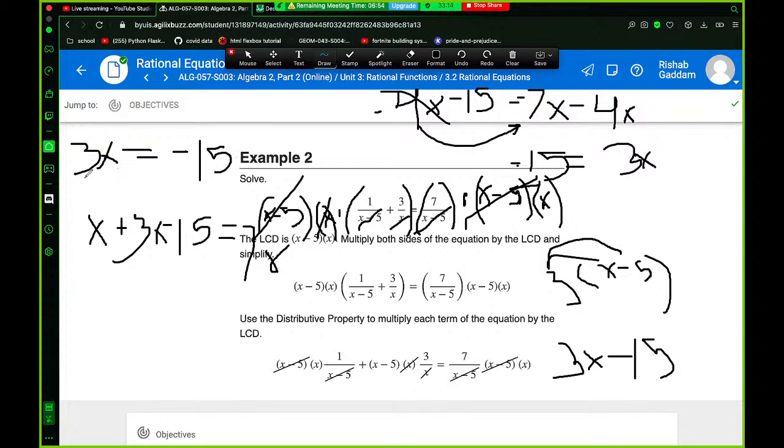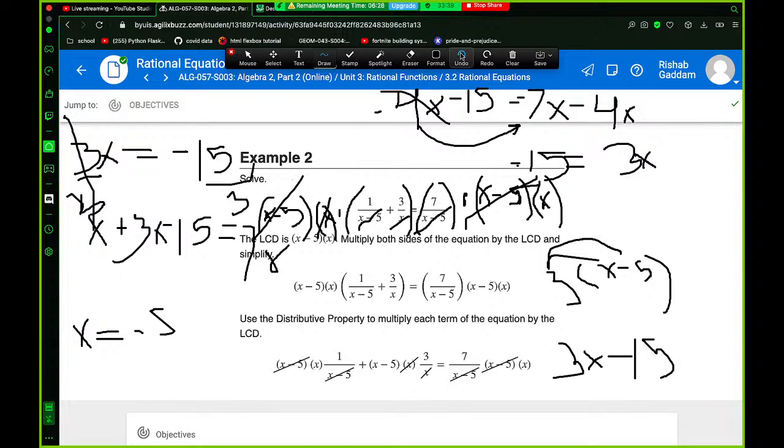15. And now you can divide by 3 on both sides. This is supposed to be a 3, by the way. Doesn't look very much like it. So now this cancels this 3 out, and you have negative 15 divided by 3. And that gets you x is equal to negative 15 divided by 3, or negative 5.